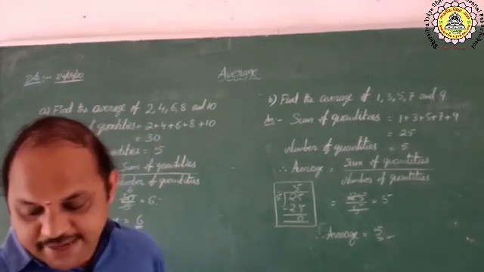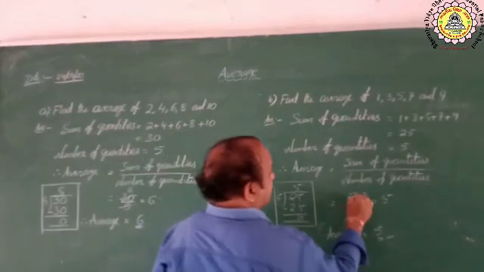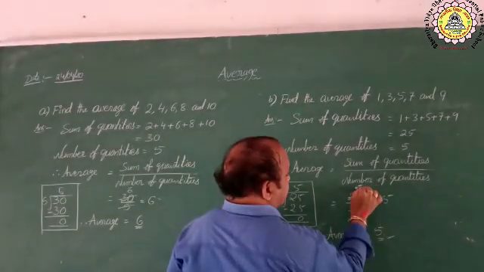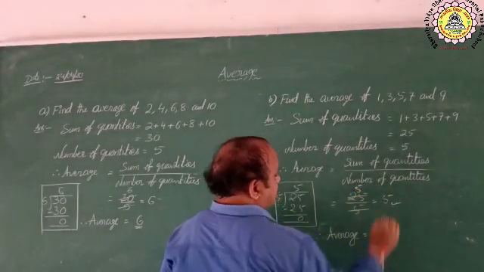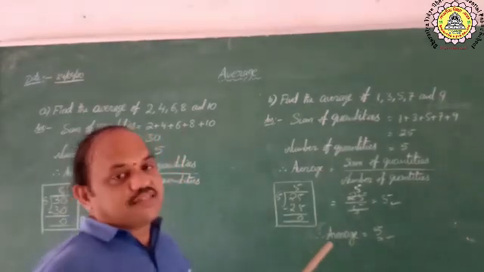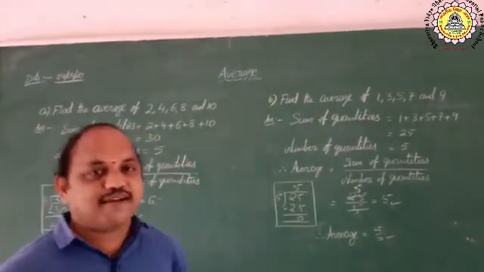That means what? 5 goes how many times into 25? 5 times. So 5 is your answer. Therefore, what is 5 here? Average. Therefore, average is equal to 5. Understand?